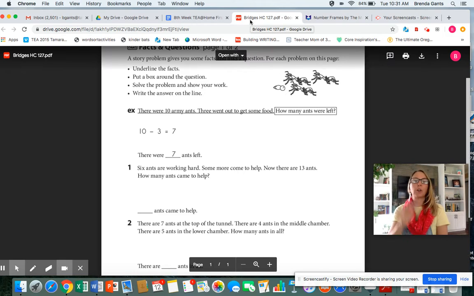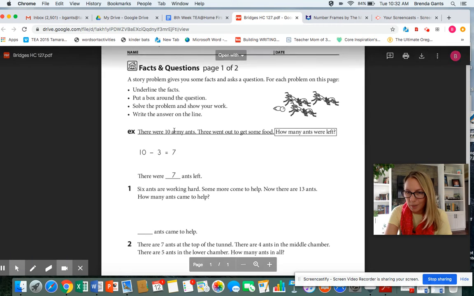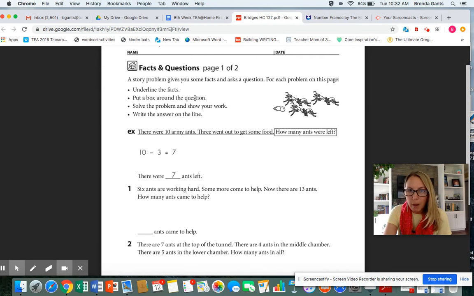Okay, so we're only going to take information that we have in the story problem to write our equations. Let's just start off with the first one. So I'm going to read this to you. It says facts and questions. A story problem gives you some facts and asks a question. For each problem on this page, underline the facts. I can't put a line under it, but I'm just going to point it out to you because I haven't figured out how to use the writing tool on here. You could do it on your page though. Put a box around the question, solve the problem, and show your work. Write the answer on the line.